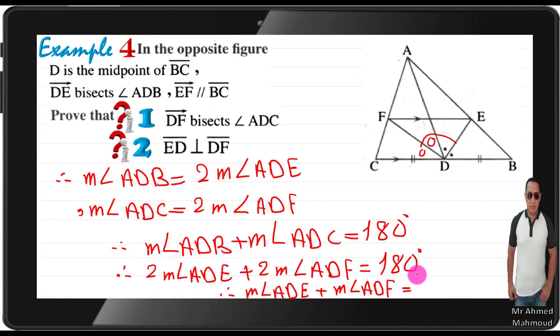Because 180 divided by 2 equals 90 degrees. So therefore, the measure of angle FDE equals 90 degrees.